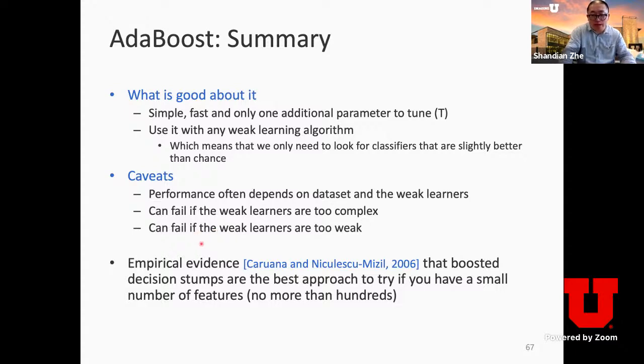Empirical evidence shows that if you don't have too many features, like just hundreds of features, then it's better to use decision stumps, that is, one-level decision trees. For each decision stump, you just select one feature to split the data, and then use those decision stumps to build weak classifiers and combine them together. This is the most popular choice of weak learners for AdaBoost.